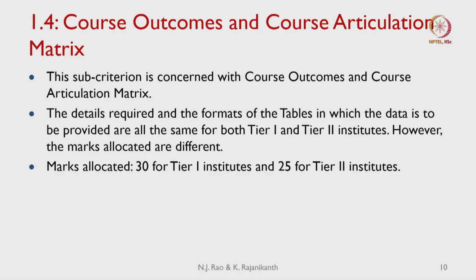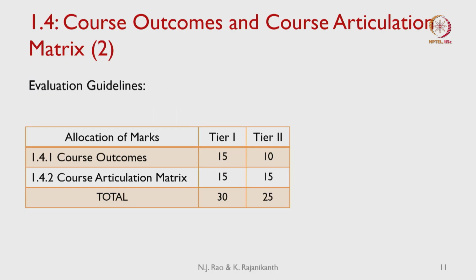The details required and the formats of the tables in which data is to be provided, again, are the same for both Tier 1 and Tier 2 institutes. However, the marks allocated are different: 30 for Tier 1 and 25 for Tier 2 institutes. So, course outcomes: Tier 1 15, Tier 2 10; course articulation matrix: 15 each.